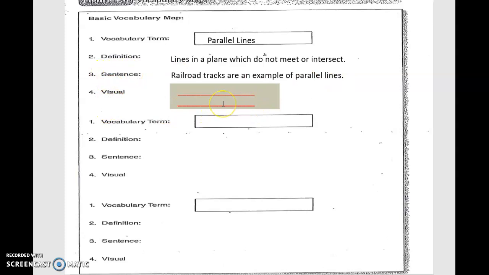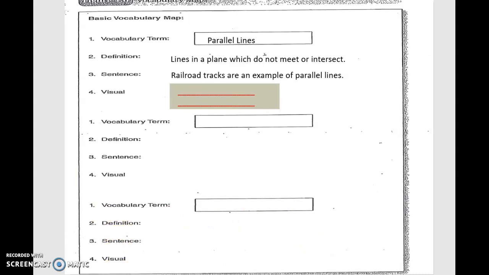Okay, so if you were doing this with students, you could do this one as a model. They could come up with another term where you could do some guided practice where you're working with them. And then this last one on the page, they could do independently for independent practice, or they can work with maybe a partner, and then they can come up with the term, definition, sentence, visual as well.